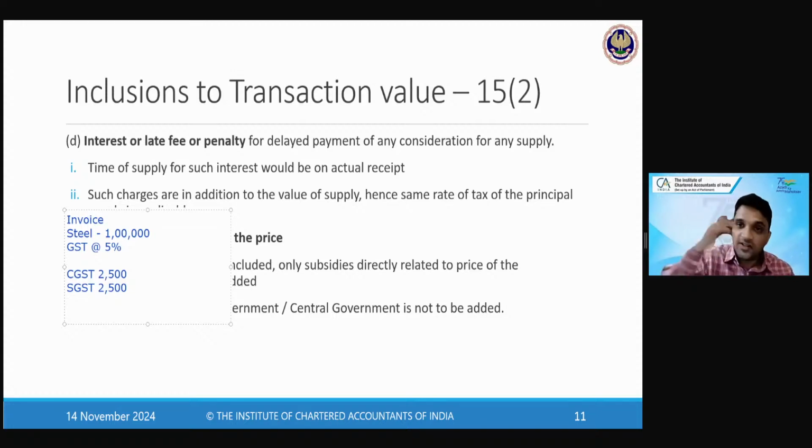Now, this 15(2)(d) clause is saying that, boss, add interest or late fees. So how will I add then? What you're saying also is right. Now, section also cannot be wrong. Section also is saying that, yes, please add it. So how will you add then?